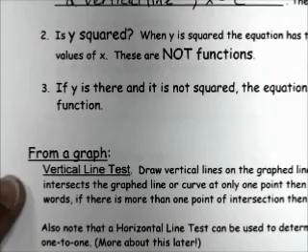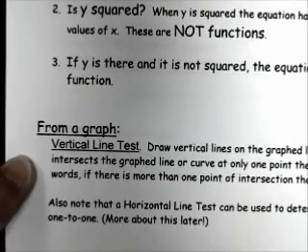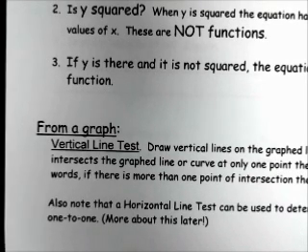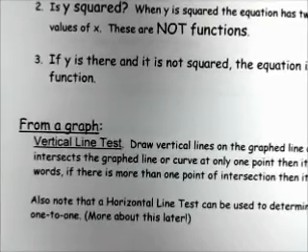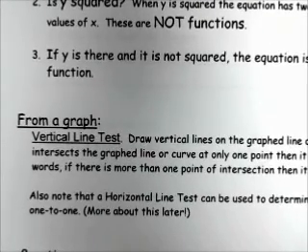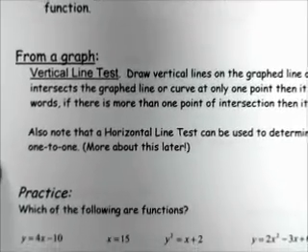So from a graph, the vertical line test: we draw vertical lines on the graph line or curve. If each vertical line intersects a graph line or curve at only one point, then it is a function. In other words, if there is more than one point of intersection, then it is not a function. We'll also note later on that there's a horizontal line test that can be used to determine if a function is one-to-one. That'll be more about that later.